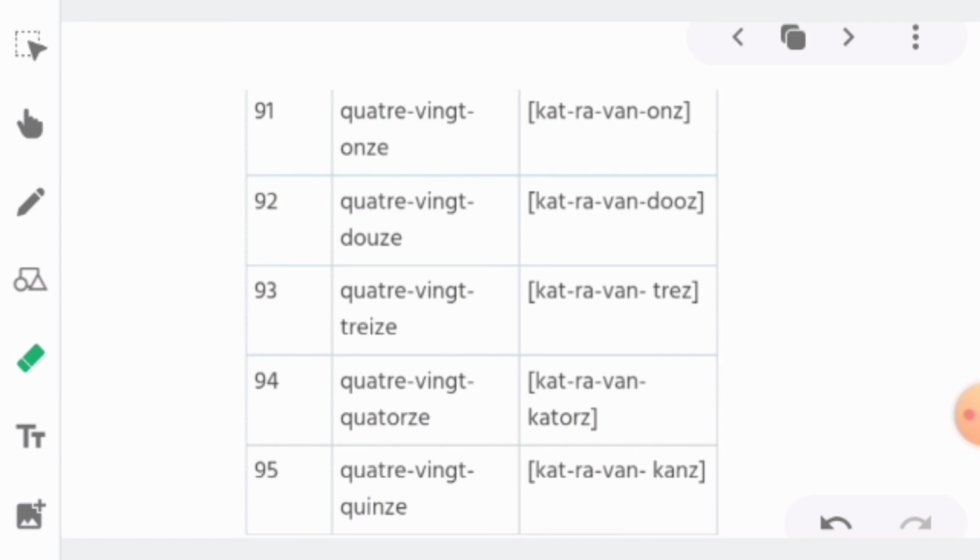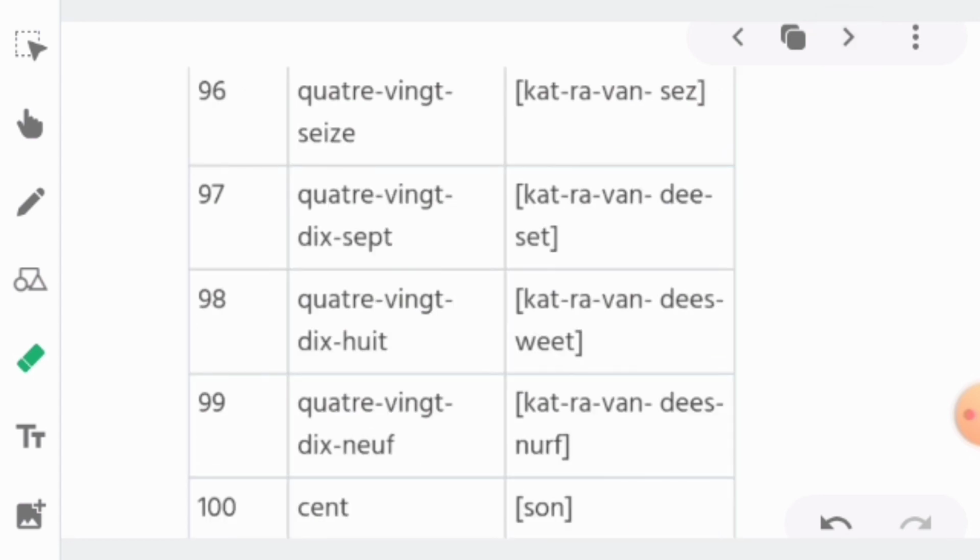Now for 91 you can use 80 plus 11. So for 80 it is QUATREVINGT and for 11 it is ONZE. So 80 ONZE. Now for 92 it will be 80 plus 12, so 92. For 93 it will be 93. QUATREVINGT for 80 and TREIZE for 13. So 93. Now for 94 it will be 94. Next for 95 it will be 95, meaning 80 plus 15.